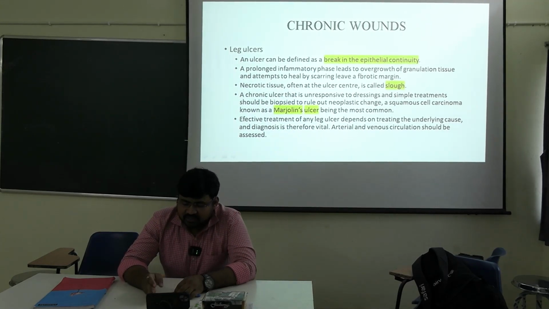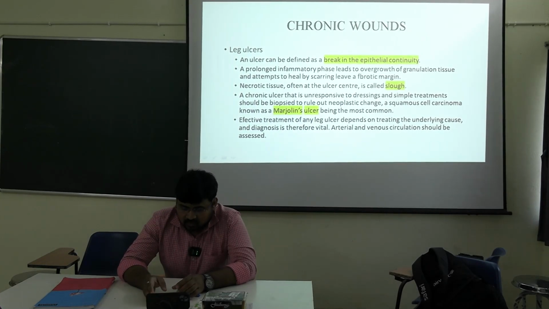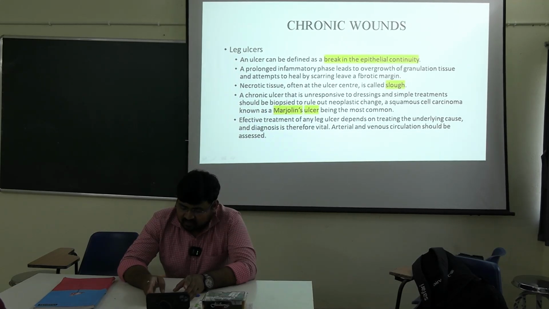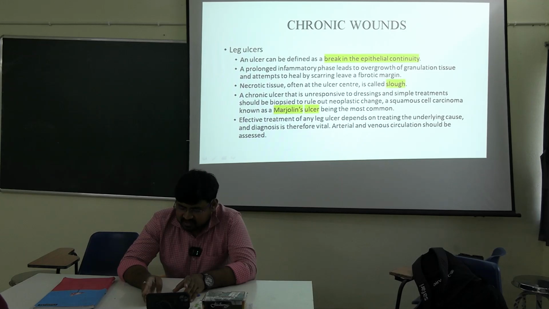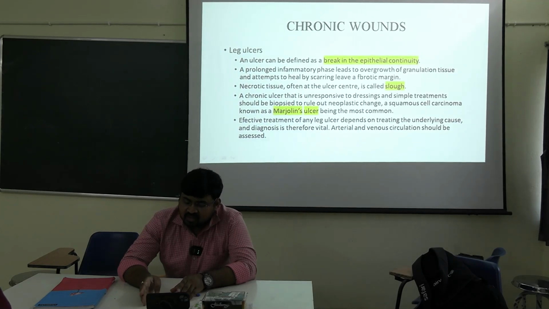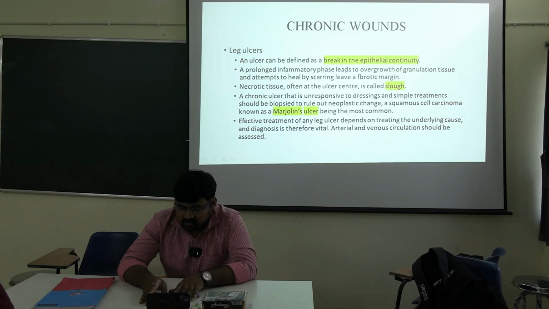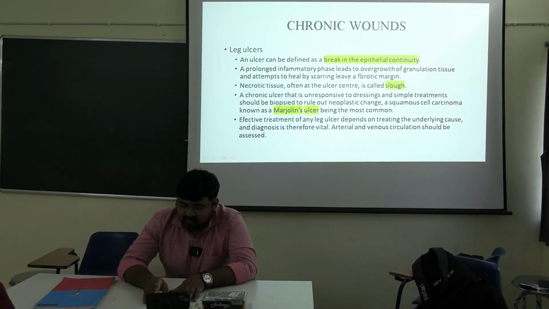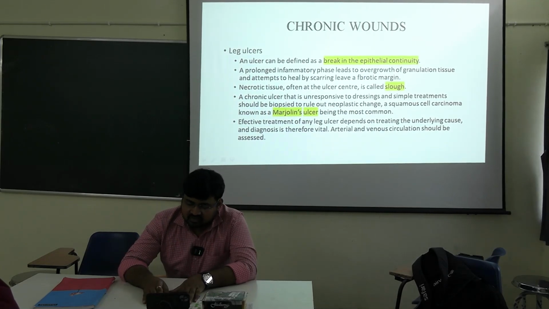Necrotic tissue, often at the ulcer center, is called slough. So, what is a Marjolin's ulcer? A chronic ulcer that is unresponsive to dressing and simple treatment should be biopsied to rule out neoplastic change. A squamous cell carcinoma, known as Marjolin's ulcer, is the most common in this scenario. So, effective treatment of any leg ulcer depends on treating the underlying cause, and diagnosis is therefore vital. Arterial and venous circulation should be assessed.